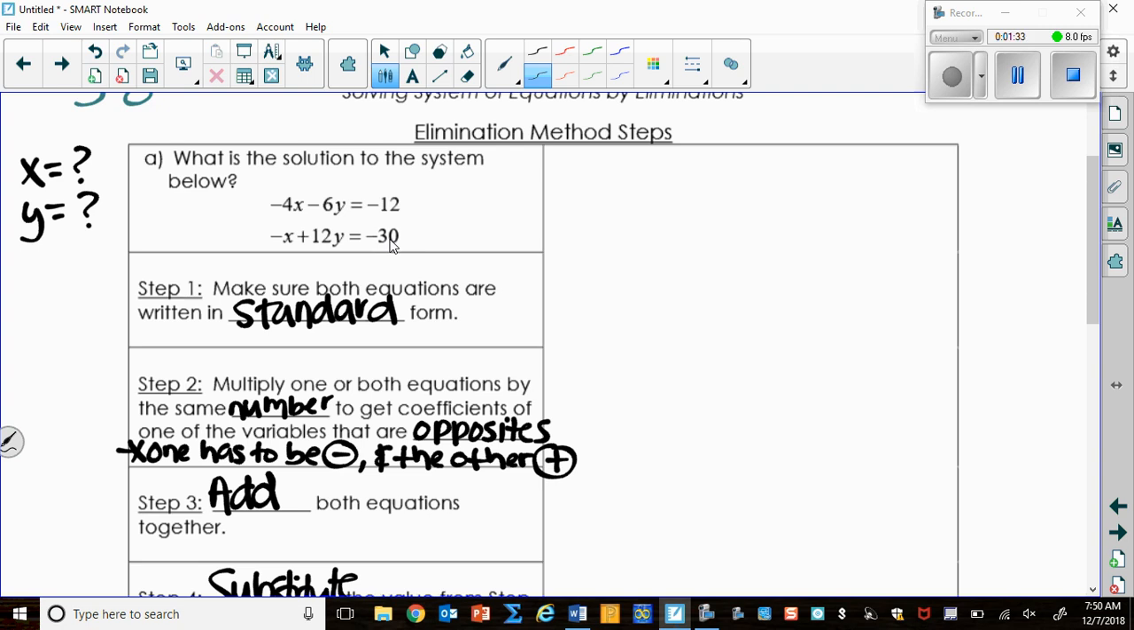Then step two is the one that's a little bit difficult. This is a new idea. You want to multiply one or both equations by the same number to get coefficients of one of the variables that are opposites. So what does that mean? Basically, one coefficient has to be negative and the other has to be positive, because I'm trying to eliminate. When you have negative 3 plus 3, these two eliminate and you get 0. This is the idea of what I'm trying to do, but with systems of equations.